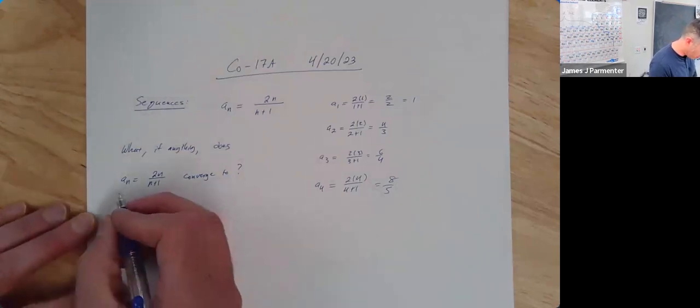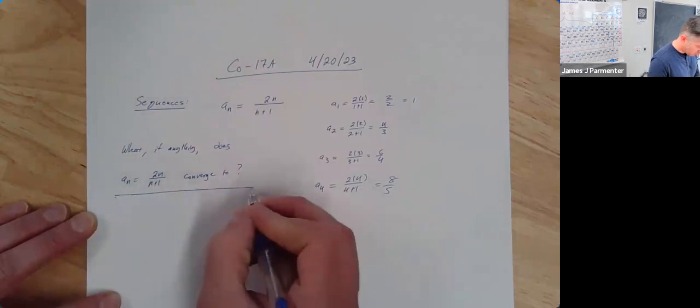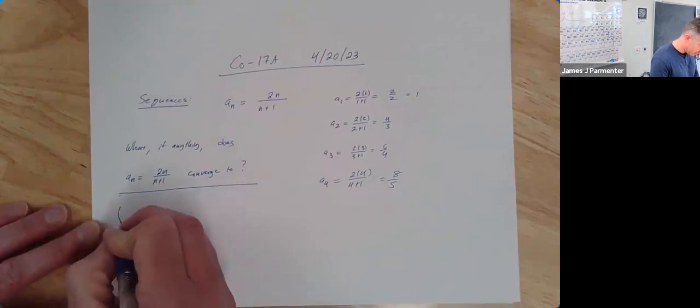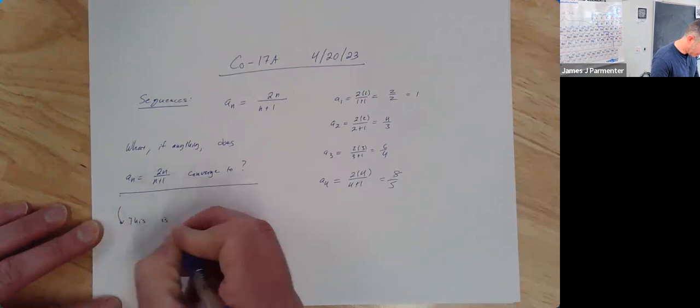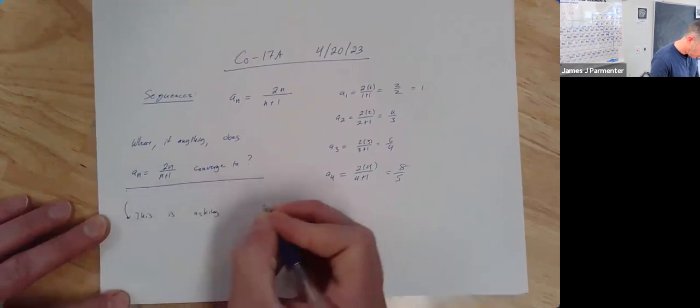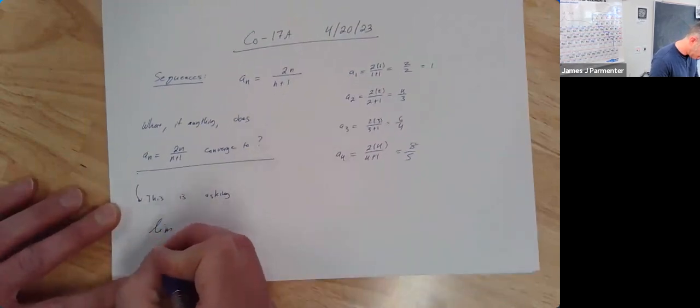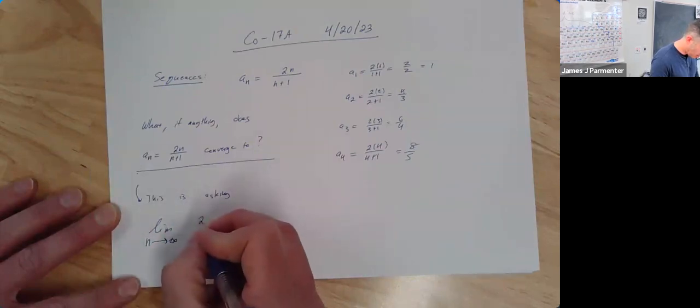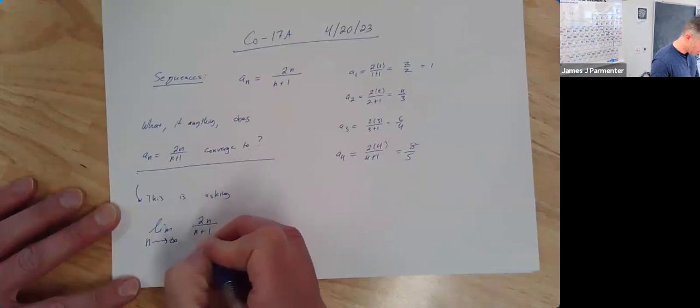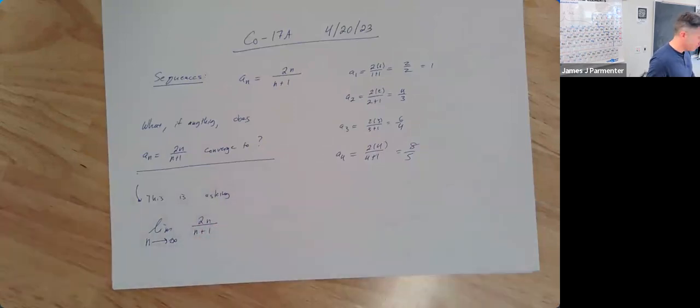So this question, what does it converge to? Really the question we're asking is, what is the limit as n gets really, really large of your sequence 2n over n plus 1? That's the question that's actually asked. So when someone asks you, does the sequence converge or diverge? They're really saying, take the limit as n goes to infinity, meaning let n get really, really big.